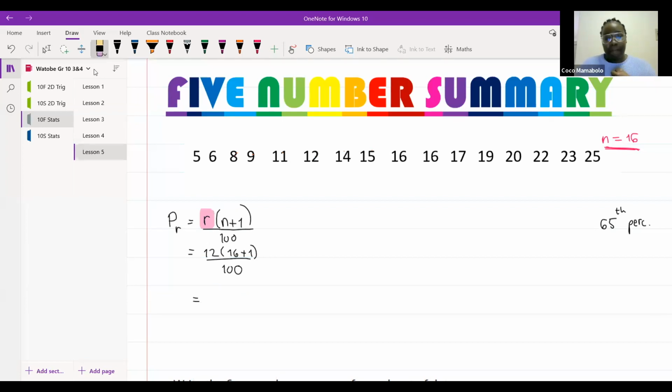Can we just walk through it real quick? Absolutely. So it's going to be the 65th percentile, then after that I would say P65. Correct. P65 is equal to 65 open bracket 16 plus 1, which is going to be 17, over 100. Beautiful.